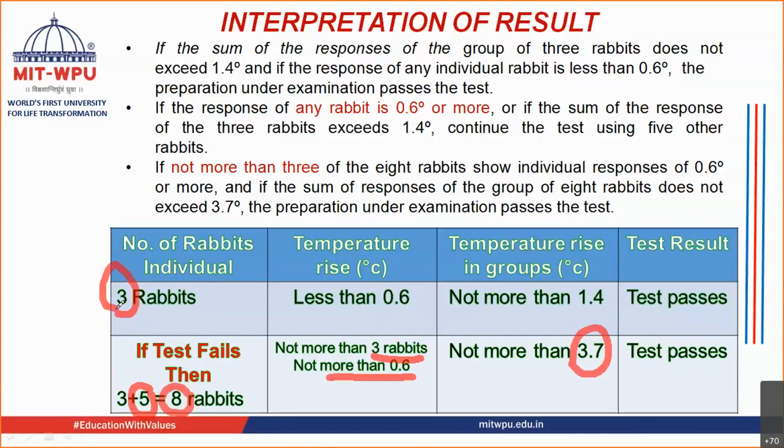look, the temperature recordings for the 3 are there with you. So these 3 and the next 5, together for 8 rabbits, if these 2 conditions are being satisfied, then you can say the test passes. If not, then your test for pyrogen fails.